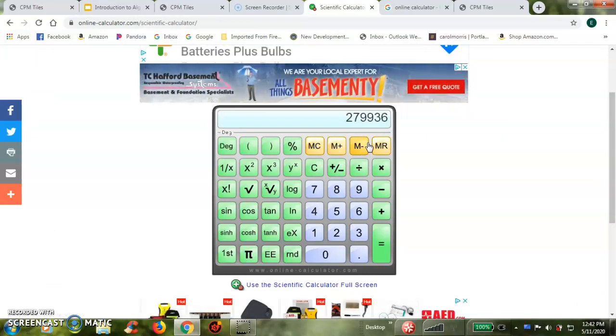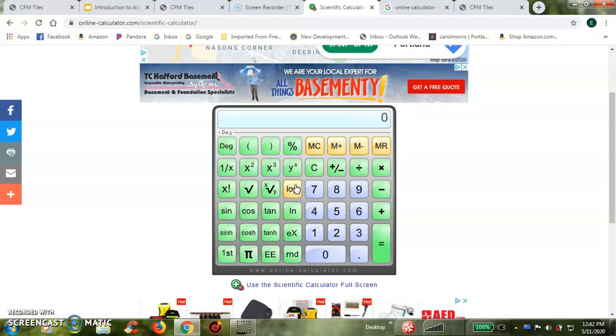So let's say I was actually trying to figure out what, say, 8 to the 4th power was, right? So that's 4,096. Here's how I did it. I want 8 to the 4th power, so I do 8, hit the y to the x, 4. It equals and it tells me, all right?